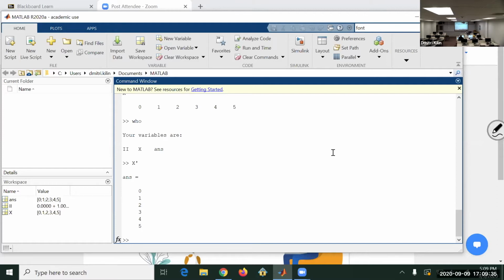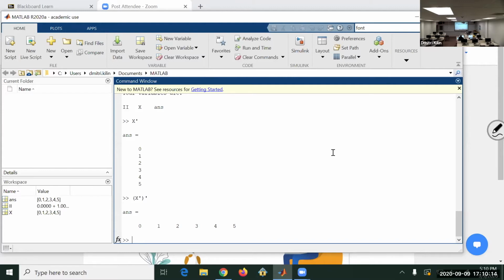Uppercase X, same as you did before. So instead of a row, it made a column. Now let's try to do this x prime in brackets and put one more prime. What do you get? Yeah, yeah. So a column vector and a row vector can be transposed, right?